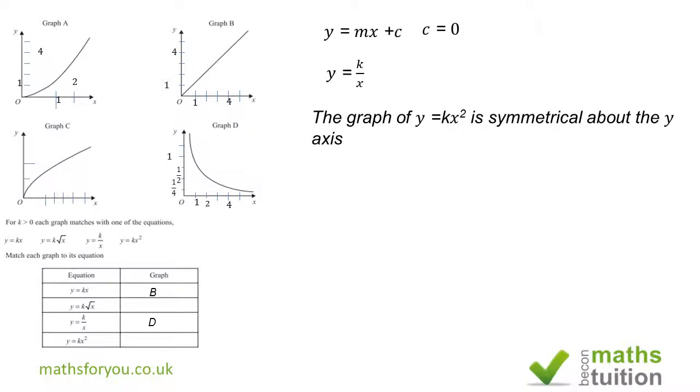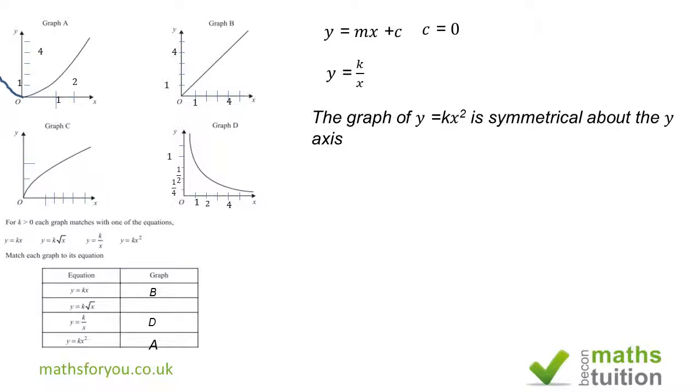Something else, when you have a graph of this form here, it suggests to us that the graph will be symmetrical about the y-axis. So what you've actually got, which is not actually shown in the question, is this sort of graph here, because that graph will then be symmetrical above the y-axis. So you can say then that graph A will match equation y is equal to kx squared.